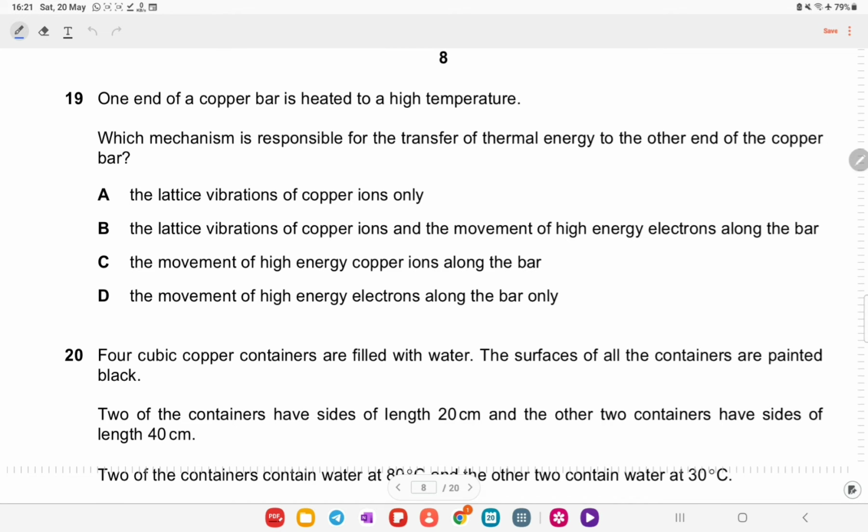One end of the copper bar is heated to high temperature. Which mechanism is responsible for the transfer of thermal energy to the other end of the copper? The lattice vibration of the copper ions only; the lattice vibration of copper ions and the movement of higher energy electrons along the bar; the movement of higher energy copper ions along the bar; the movement of high energy electrons. No. B is the right answer for this.